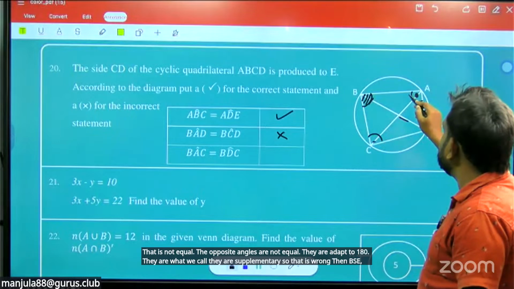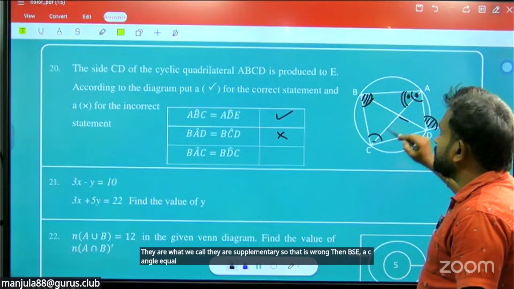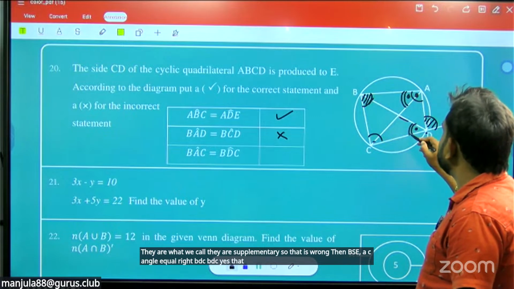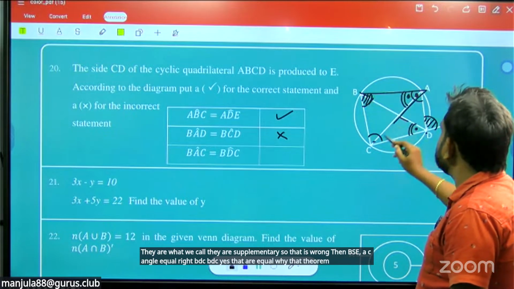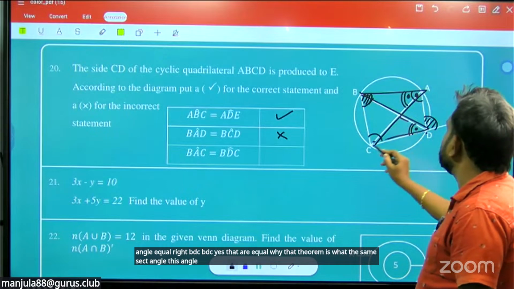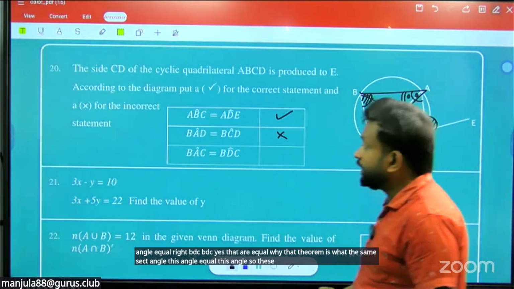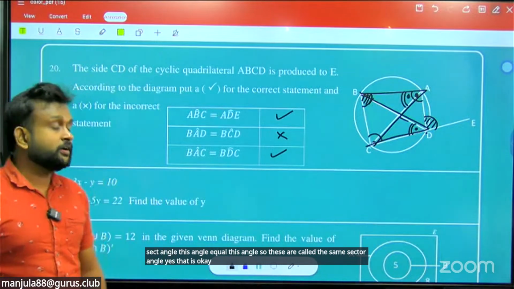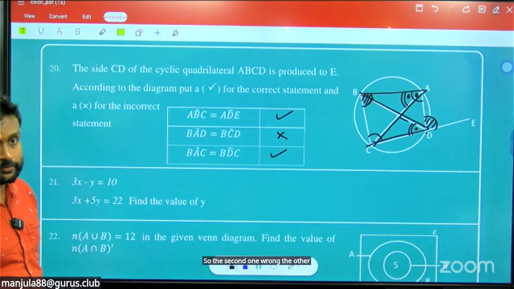Then angle BAC equals angle BDC, right? Yes, those are equal. Why? The theorem is the angles in the same segment. This angle equals this angle, so these are called angles in the same segment. So the second one is wrong, and the other two are correct.